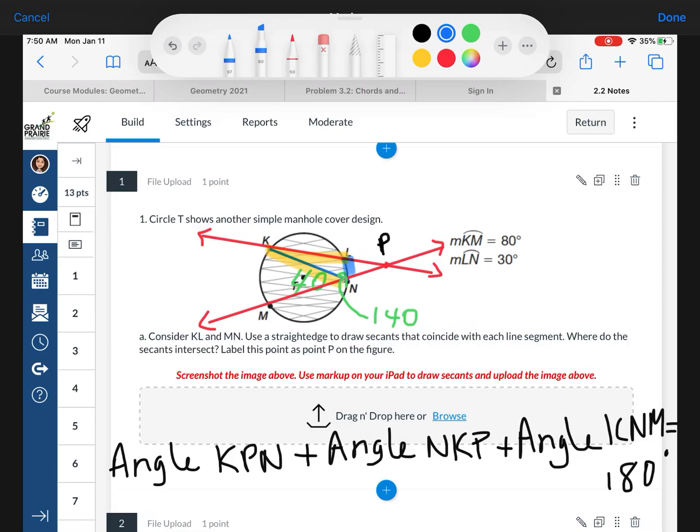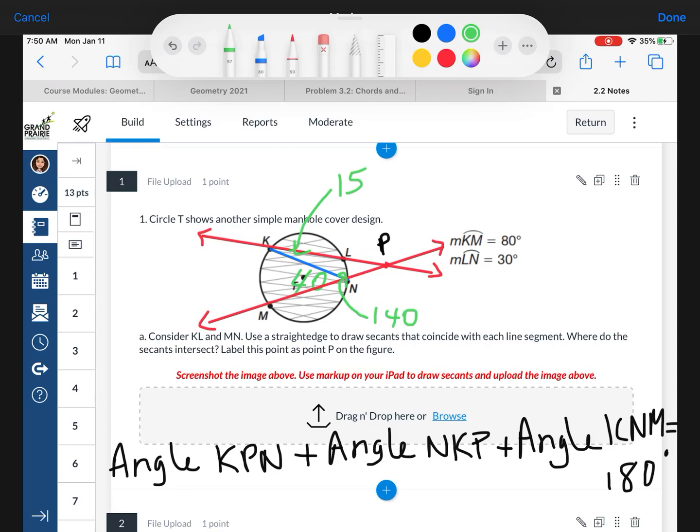So remember, how do we find the measure of the inscribed angle if we know the measure of the arc? That's correct, we have to divide by 2, right? So we can say that the measure of this angle over here is 15. 15 is half of 30. Okay? All right, so far we know that one angle is 15.